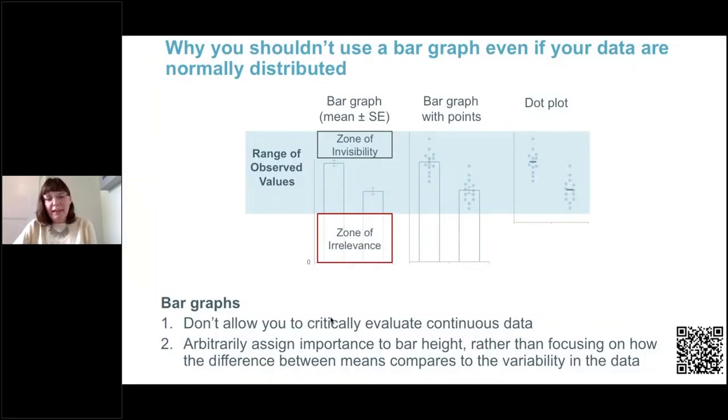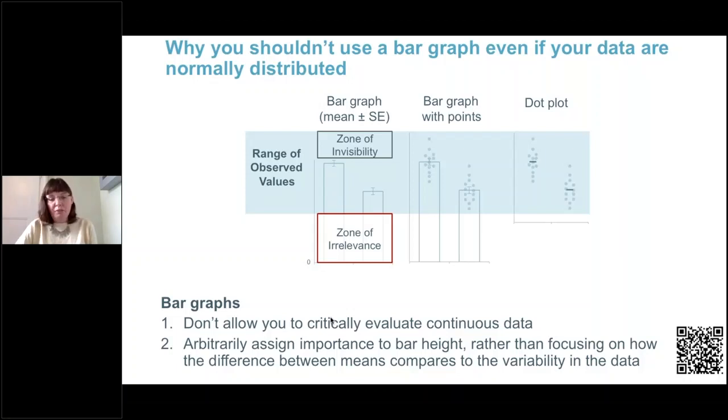The first is that main point we talked about at the beginning, that figures need to be able to allow you to critically evaluate data. And unfortunately, the bar graph doesn't allow you to do that when you're graphing continuous data. So we can't see any information about the data distribution beyond the summary statistics or the sample size.